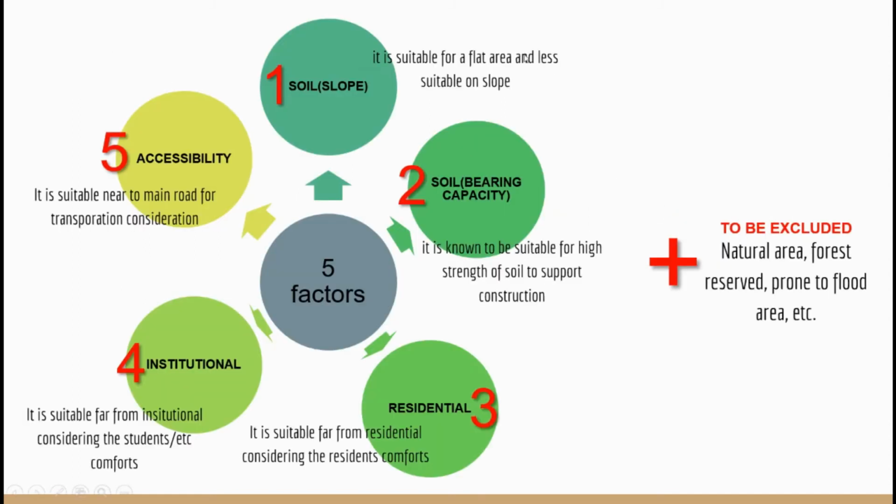Yang first kita tengok soil. It is suitable for flat area and less suitable on slope. Yang kedua kita tengok the bearing capacity. It is known to be suitable for high strength of soil to support construction, sebab kita nak buat industri kan. So, kawasan industri ni dikatakan suitable for high strength of soil untuk support construction tadi. And the third one, kalau kita nak buat kawasan industri tersebut, it is suitable far from residential, considering the resident comfort. Sebab kita nak tengok resident comfort tu, kita nak jauhkan. Itu adalah yang suitable lah.